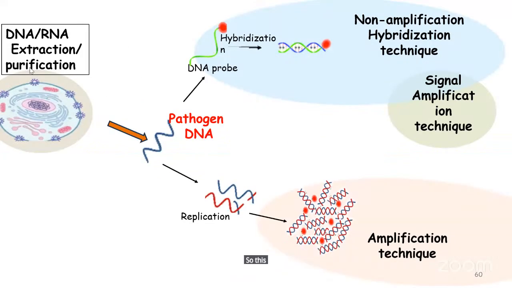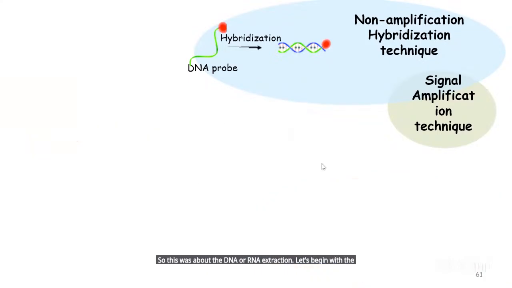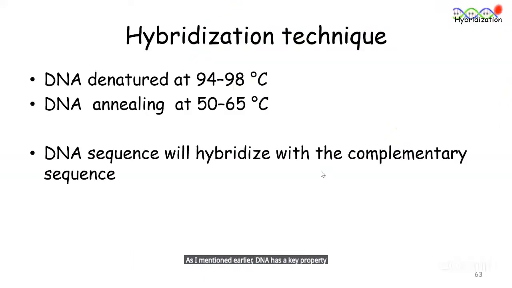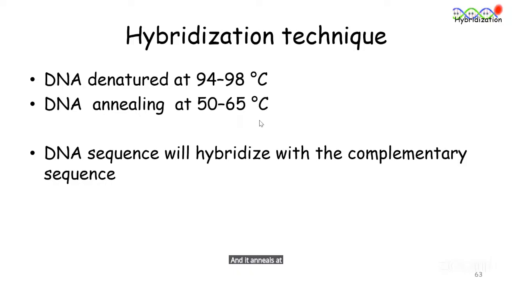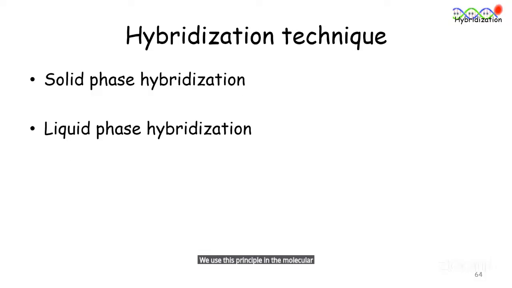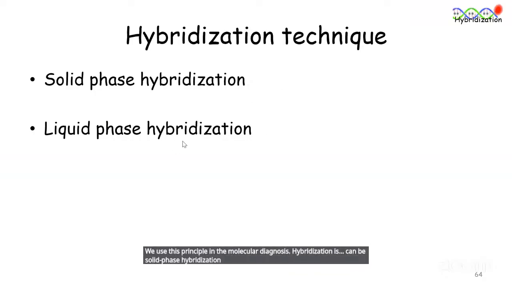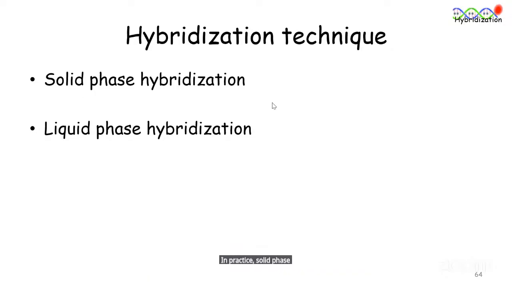So this was about the DNA or RNA extraction. Let's begin with the hybridization techniques. As I mentioned earlier, DNA has a key property that it denatures at 94 to 98 degrees centigrade, and it anneals at 50 to 60 degrees centigrade, but only with a complementary sequence. We use this principle in molecular diagnosis. Hybridization can be solid phase hybridization and liquid phase hybridization. In practice, solid phase hybridization is more common.